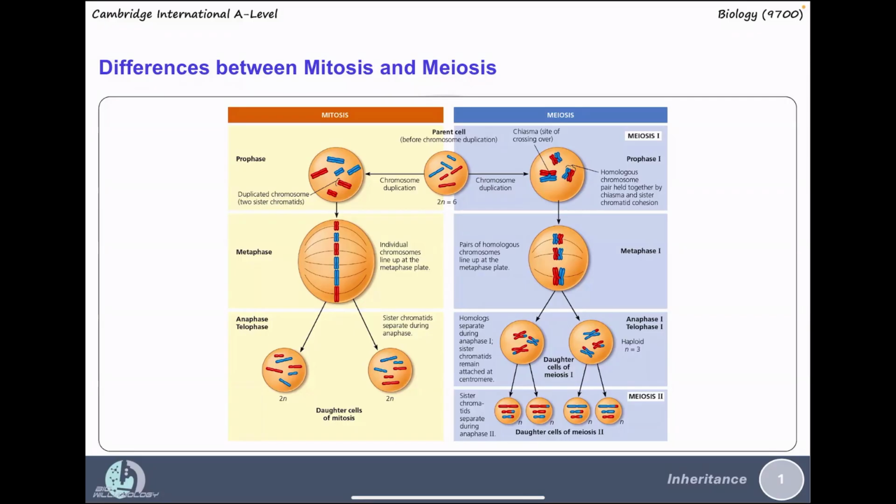One of the differences we can see from the diagram here: mitosis produces two genetically identical cells. However, meiosis produces four genetically unique daughter cells after two rounds of division, which are meiosis 1 and meiosis 2. However, mitosis only takes one cycle to produce two genetically identical daughter cells. So, what are the other differences between mitosis and meiosis?